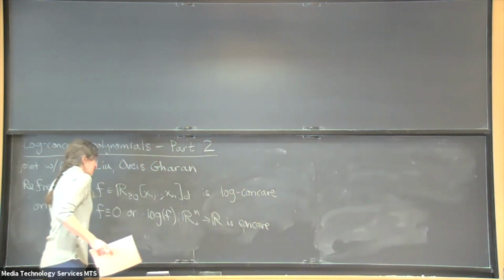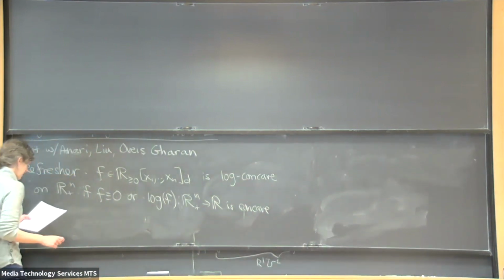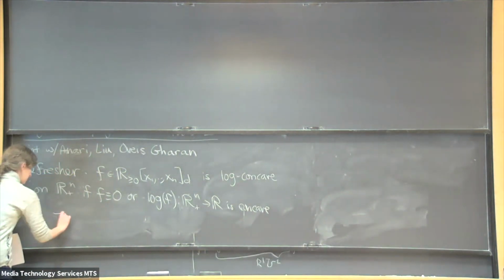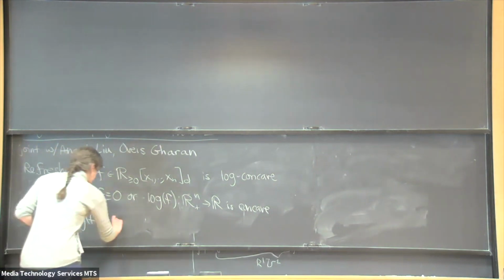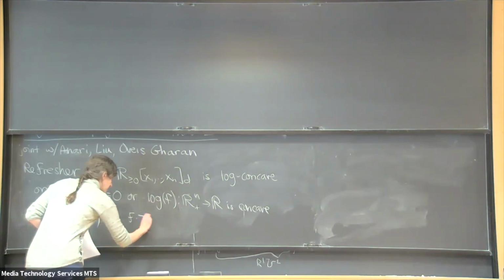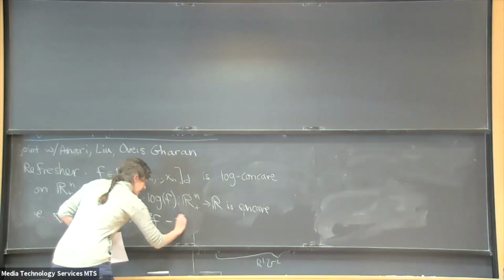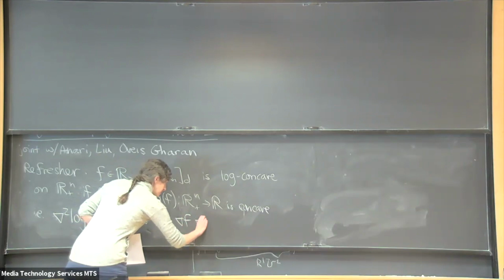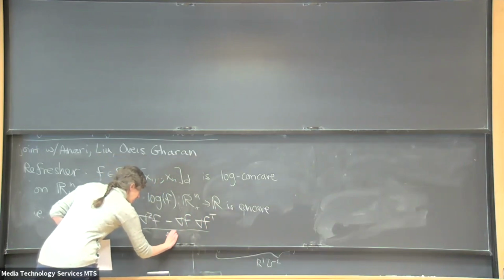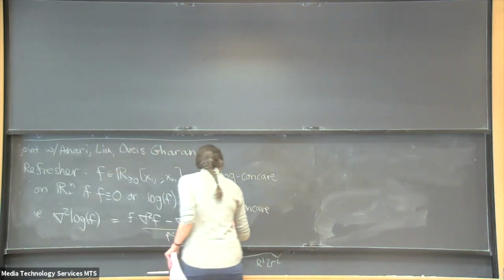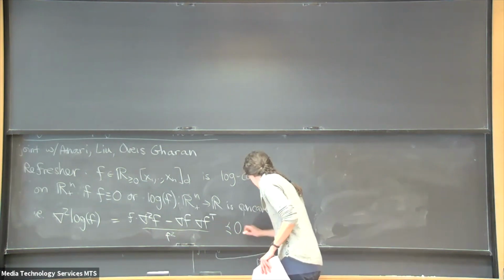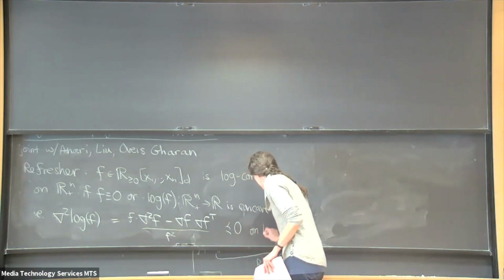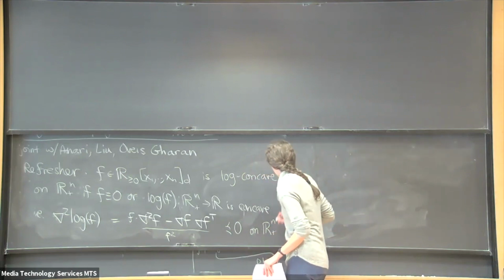Concave, i.e. that its Hessian is negative semi-definite. The Hessian of log f is f times the Hessian of f minus the gradient times its transpose, all divided by f squared. But this is negative semi-definite at every point, whenever I plug in any point in the positive orthant.